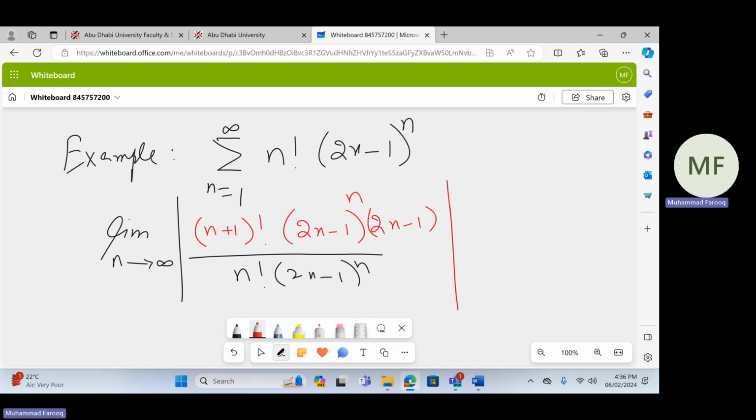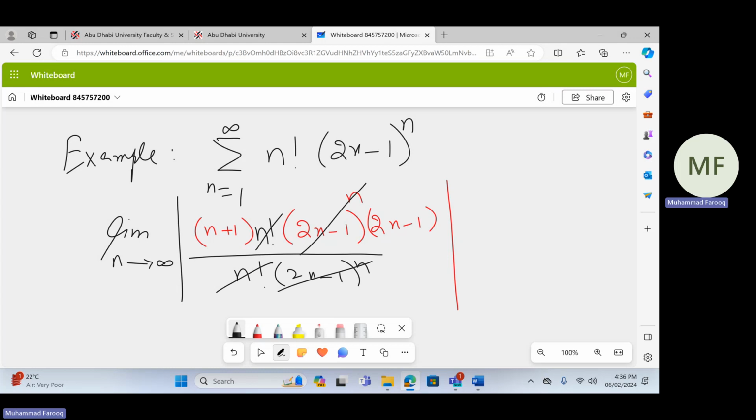Now, n plus what one? Is the cancellation? Okay, we can spread this one. If you don't mind, can I do here, please? Yes. So n plus 1 then n, and then n factorial. We can cancel n with n. Okay, and 2x minus 1 to the power.